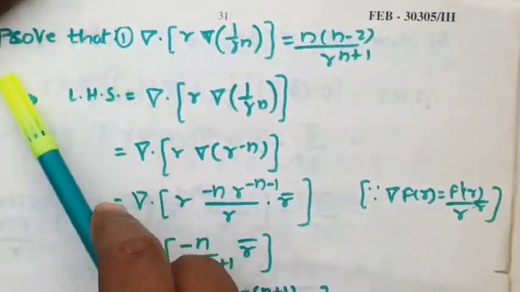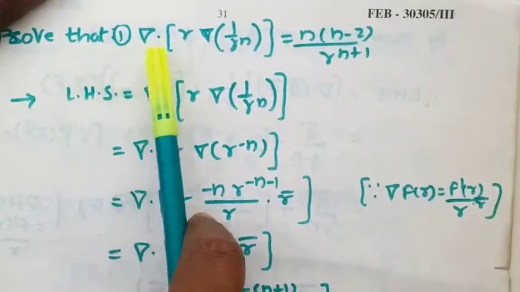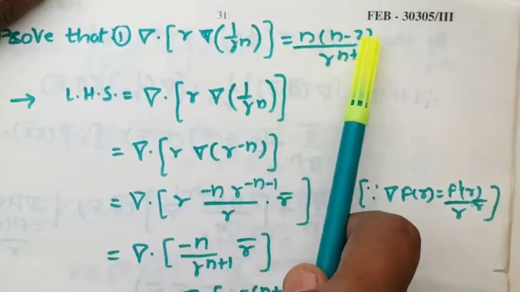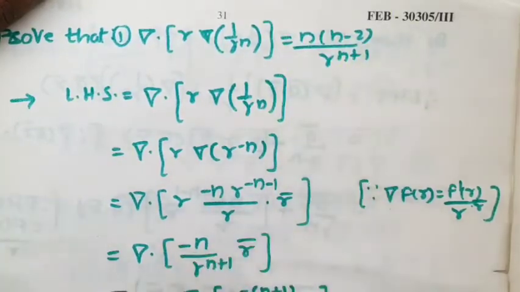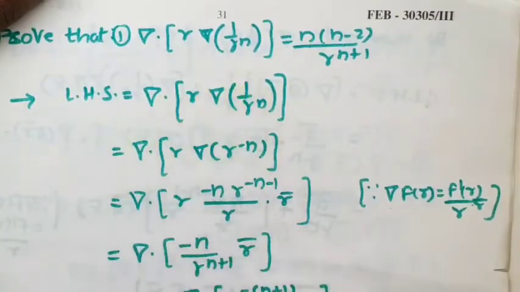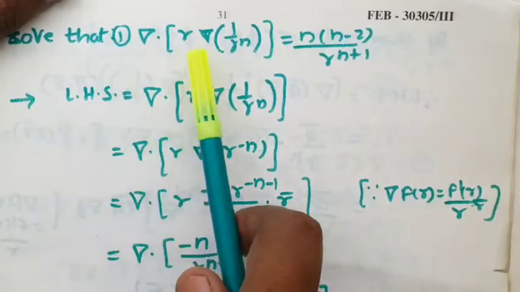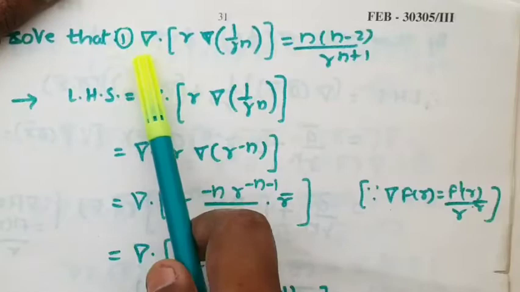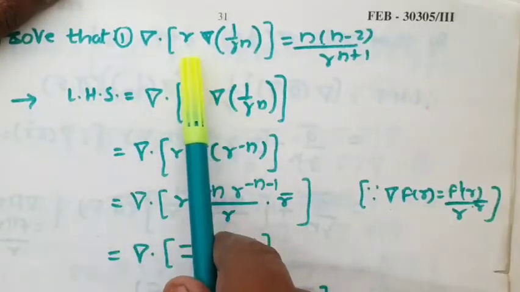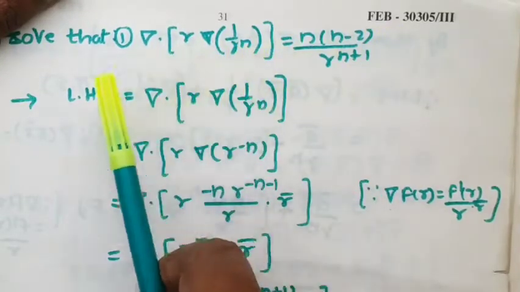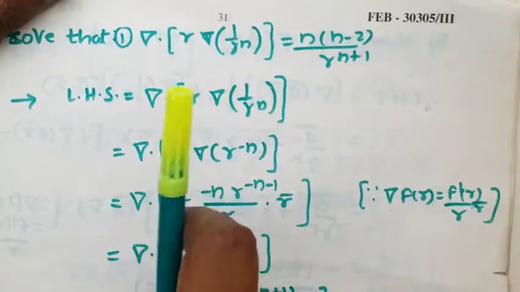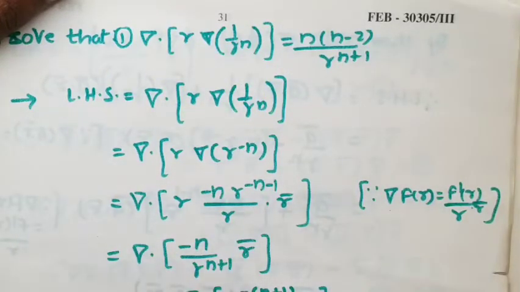Okay, so first example, prove that del dot r into del of 1 by r raised to n equal to n into n minus 2 divided by r to the power n plus 1. So in the examples of vector identities, first we consider left hand side or right hand side depending upon in which side the operator del appears. So here it is appearing on the left hand side, so consider that left hand side and reach up to the right hand side by taking the help of the available results.